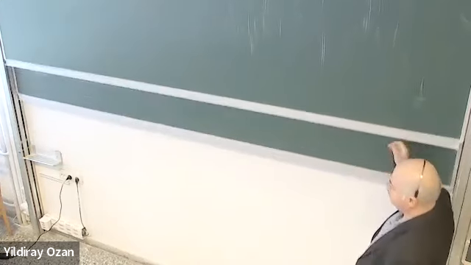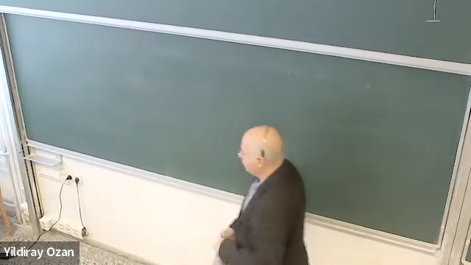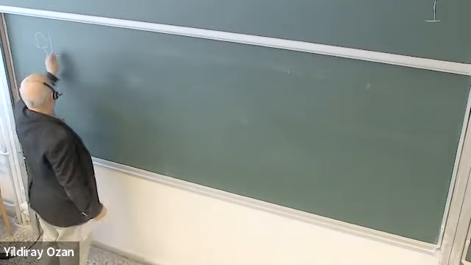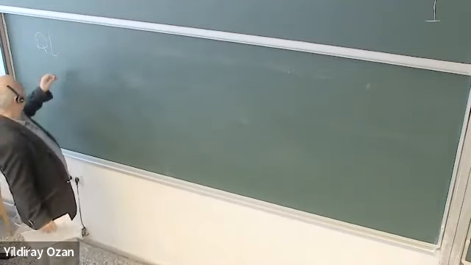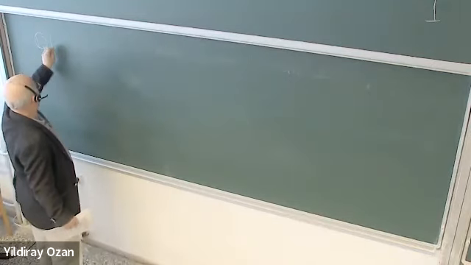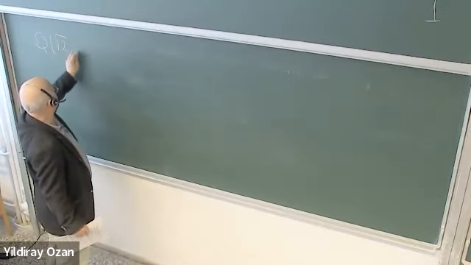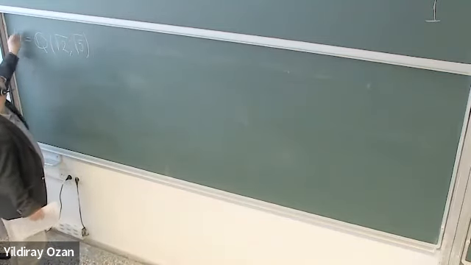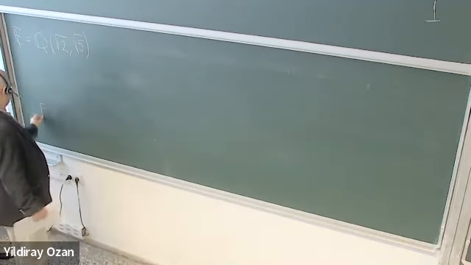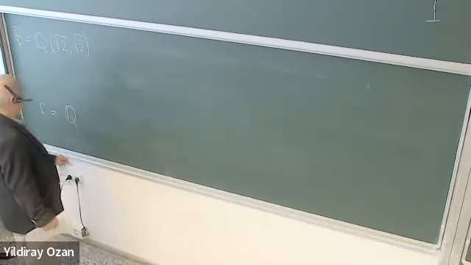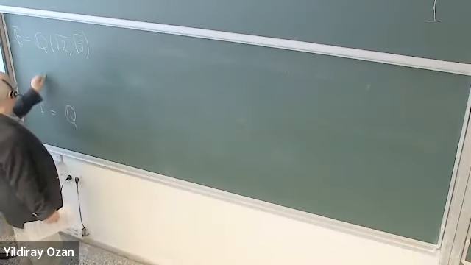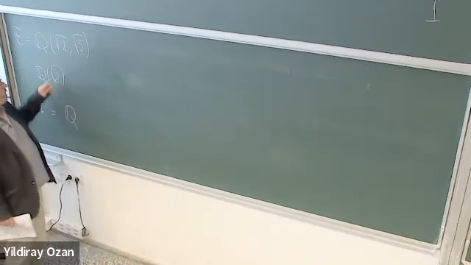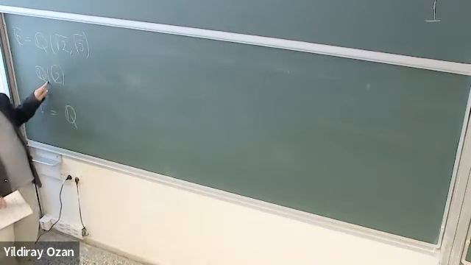For example, you can do the following. Here you have, let's say, this field, and you add to this field square root of 2 and square root of 5, okay? So this is your E, and then your F is just Q, and then there are subfields. For example, there is Q of square root of 2. You just add square root of 2 inside Q, okay?